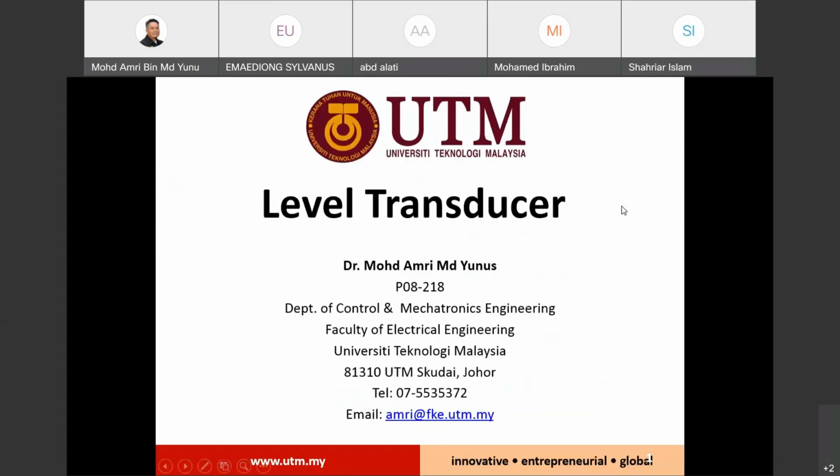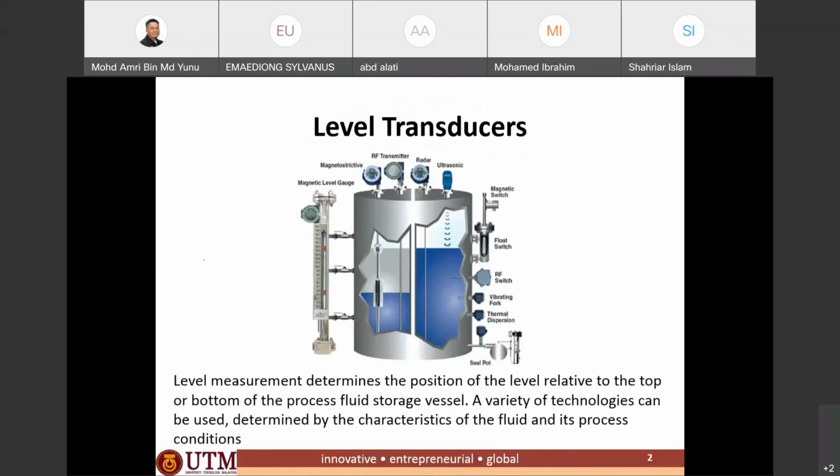One of the most important parameters measured in industry or in process is level measurement. Level measurement determines basically the position of the surface of our material inside a vessel. So it measures the distance to the surface of the material.